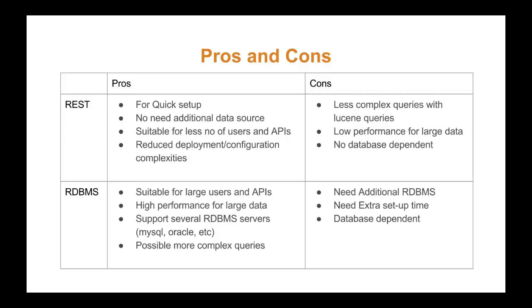But in this case, we fetch data from the Dash REST API using Lucene queries, which have limited capabilities. For example, we can't join two tables, and like that we have limitations. But we can do aggregation, grouping, and those things. We cannot go for complex queries, and it has lower performance than RDBMS when you have large data records. But we don't have to write database dependent queries for retrieving data.